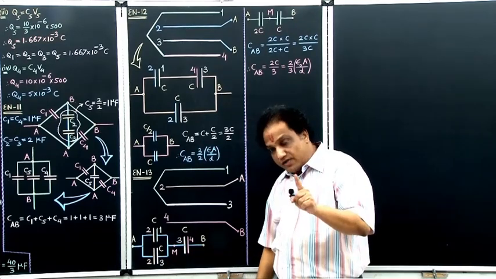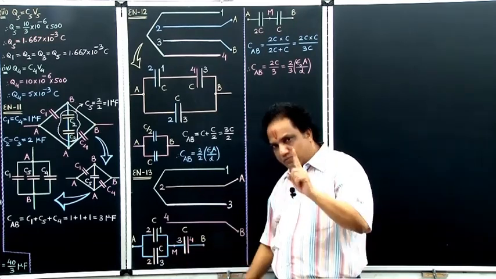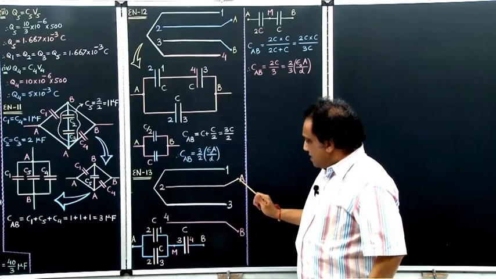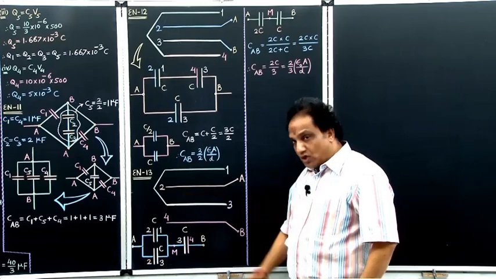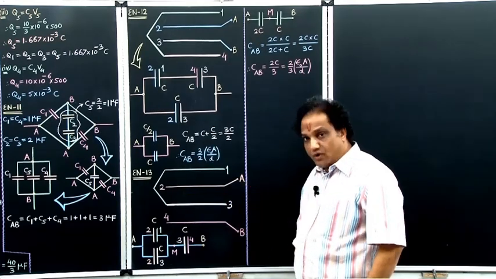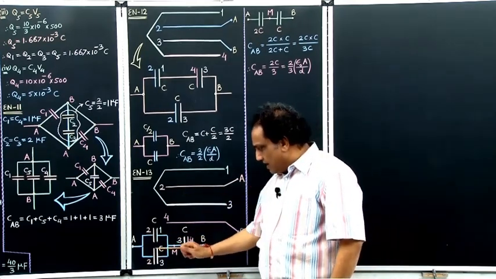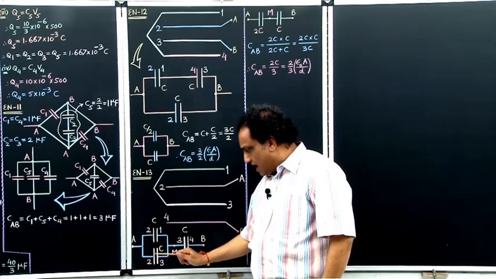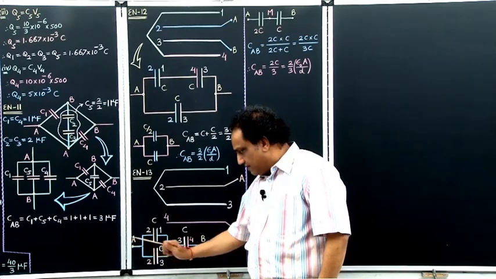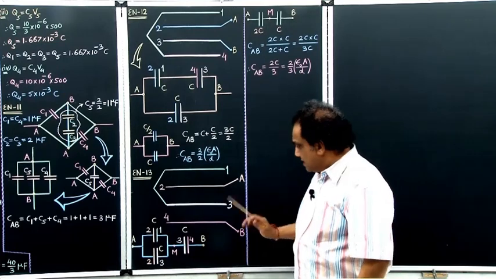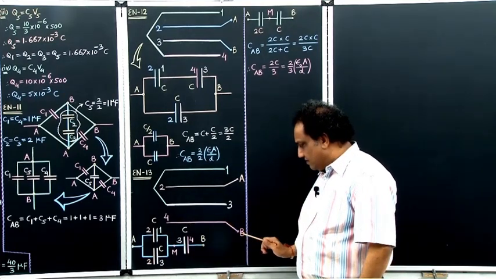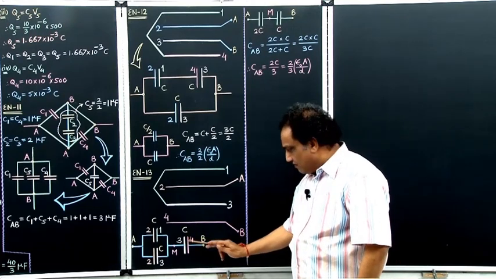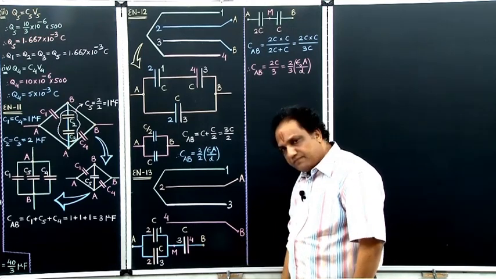Correct? How is this arrangement equivalent to this? I am showing you. Upper and lower faces of plate number 2 are connected with point A. Correct? The plate number 4 is connected with point B. Correct?